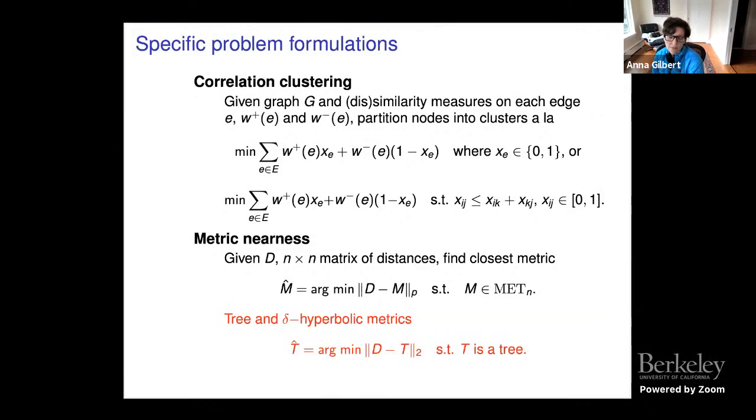Okay, now I put in red a couple of different variations of these problems. I put them in red because they are not convex variations of this problem. I could ask, what is the closest tree metric to my given data? Or what is the closest delta hyperbolic metric to my data? Those are interesting questions, but they don't fit this nice form. I will talk about them at the end.